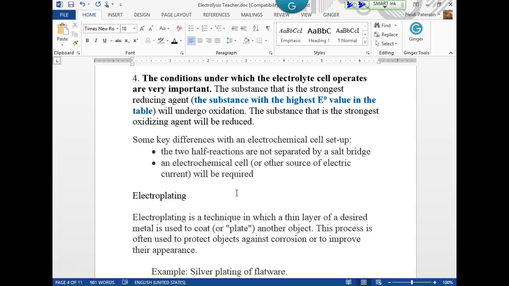So what I do is I use a house key, for example. I'm going to show you electroplating using this example, and then I'll give you directions on how to do the copper plating. But it's basically the same idea.